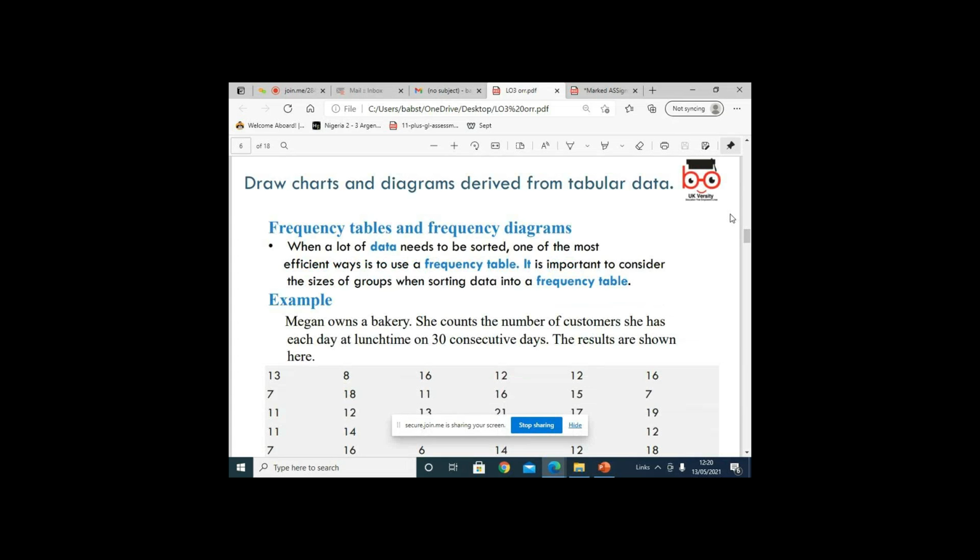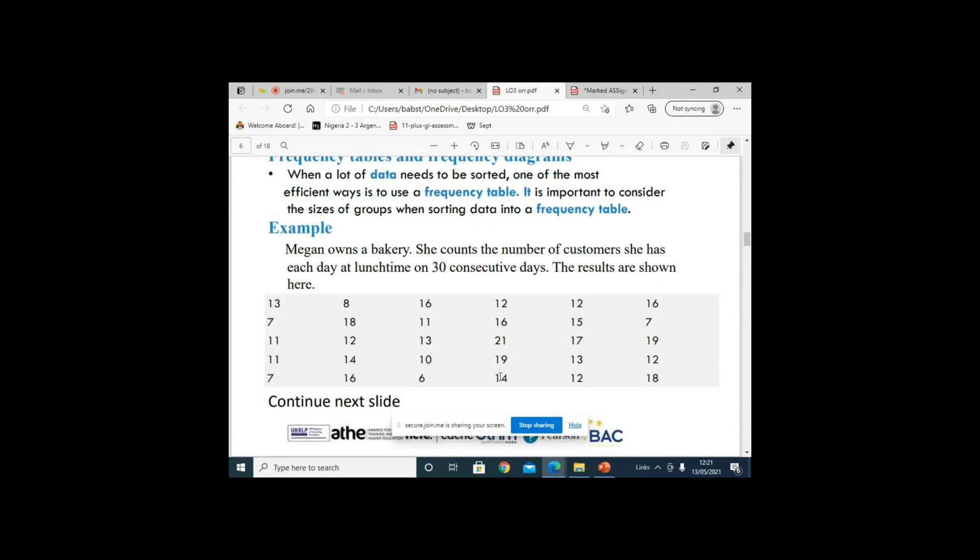The first thing we want to do is draw charts and diagrams derived from tabular form. So frequency table: when there's loads of data, you try and put them in a frequency table. For example, Megan owns a bakery. She counts the number of customers she has each day at lunchtime for 30 consecutive days. The results are shown below.